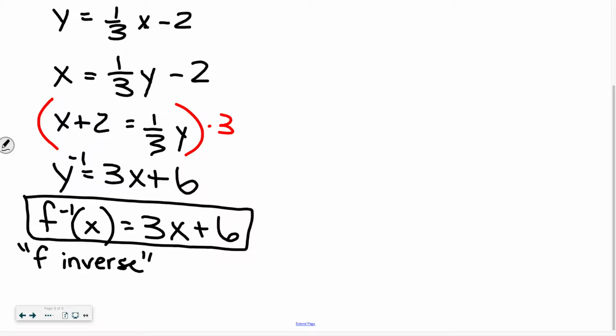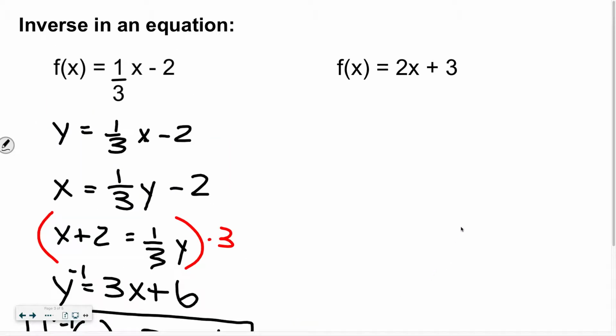Okay. You try this one for me. F of x equals 2x plus 3. See if you can get the inverse function for me.